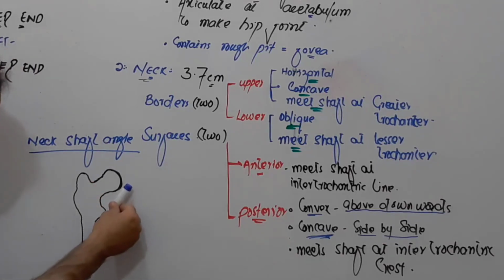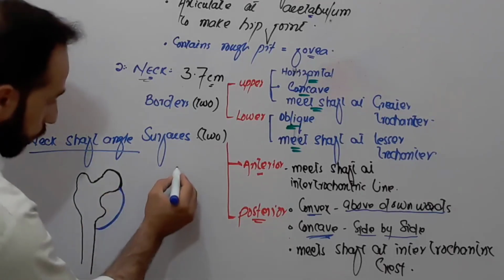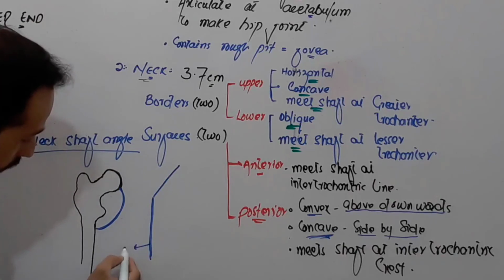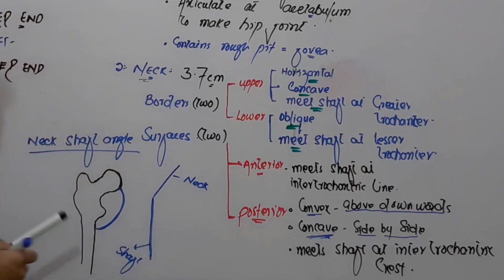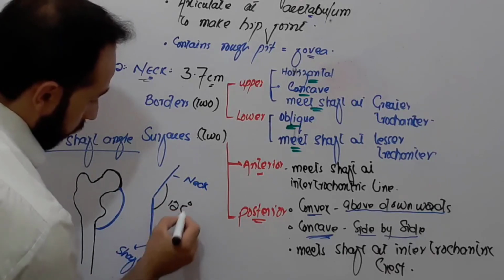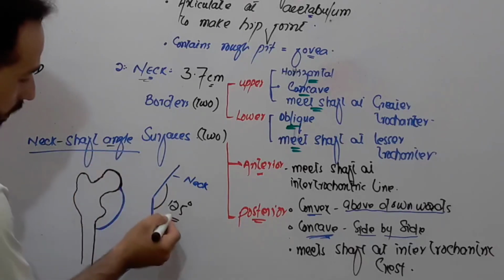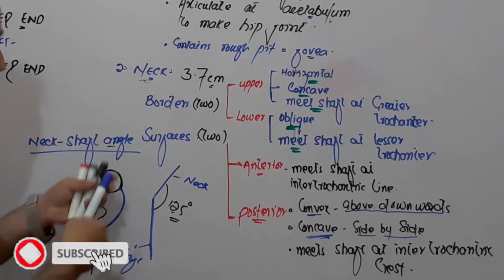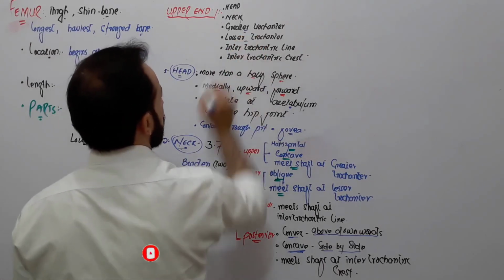Now if you keep your marker here or your pin here, here is the formation of an angle, right? If you make a line in this manner and in this manner, if this line represents the shaft, and this line represents the neck, here is the formation of an angle, which is about 125 degrees. So you just remember the neck shaft angle of the femur bone is about 125 degrees. This was about the neck and the head. Now we go towards the greater trochanter and lesser trochanter.